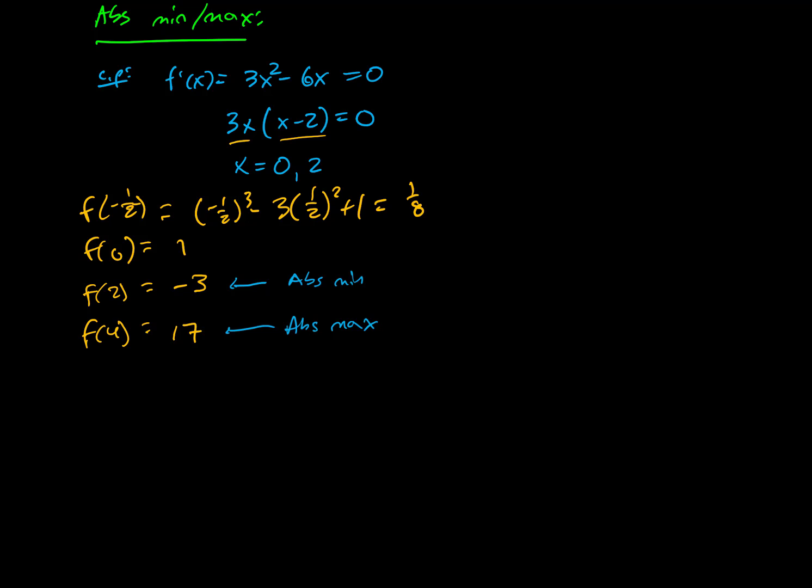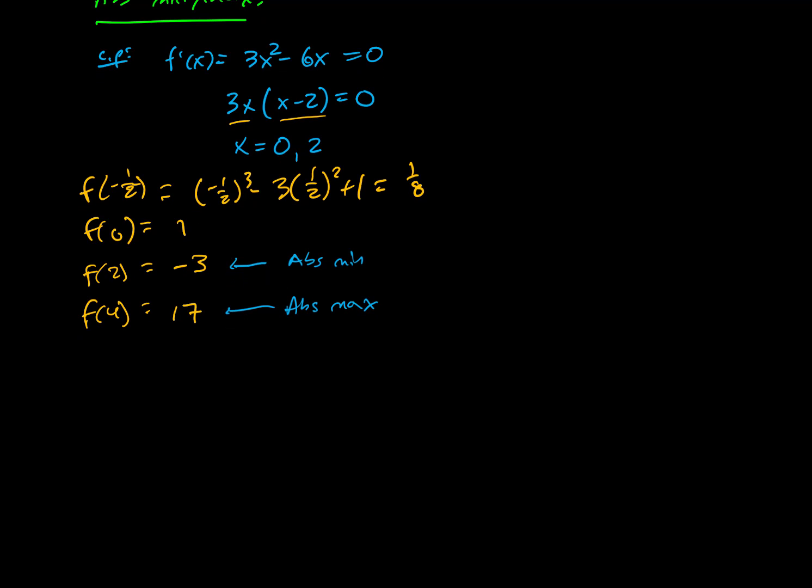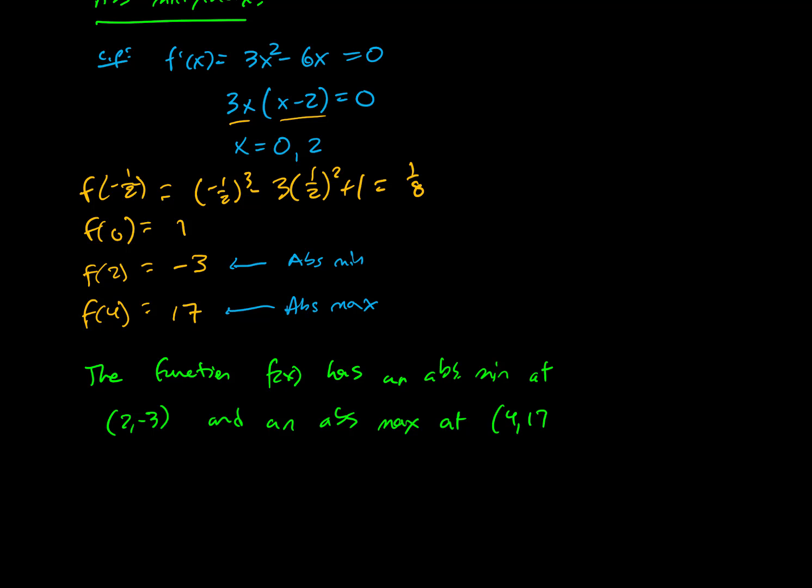And you know that I like to summarize things with a sentence, so we could say that the function f of x has an absolute min at the point (2, -3) and an absolute max at the point (4, 17). There's my high and low.